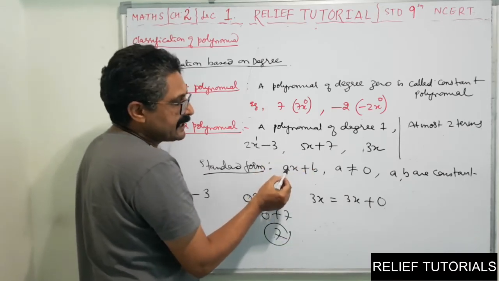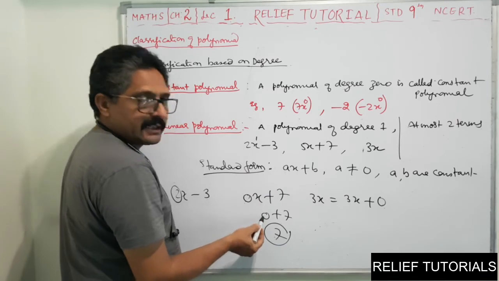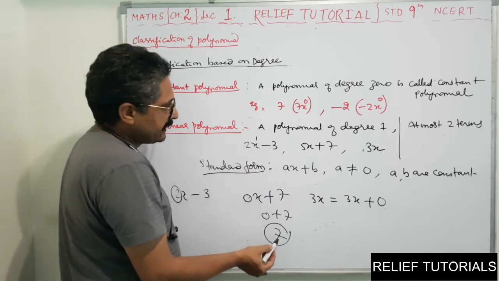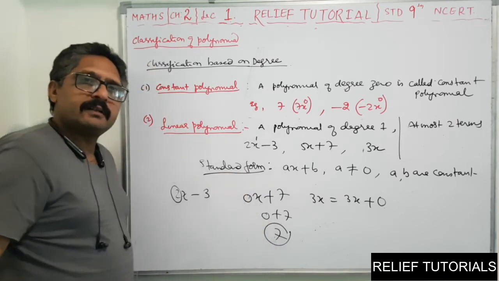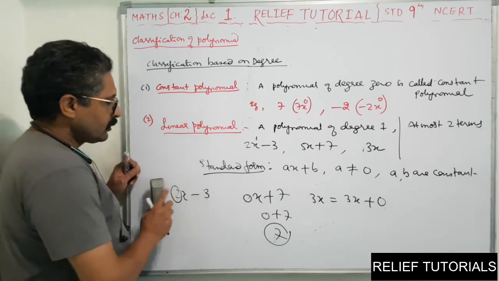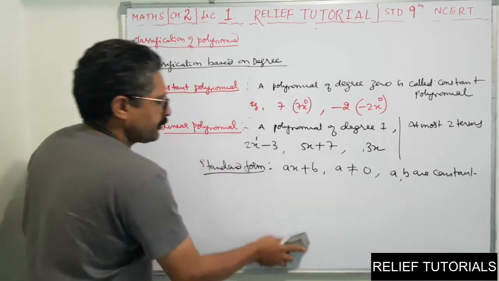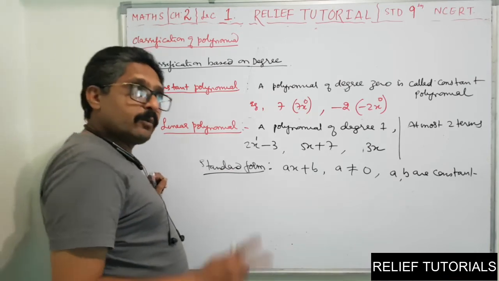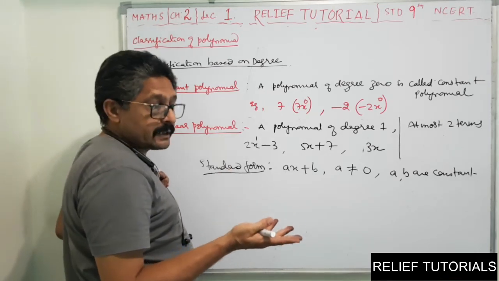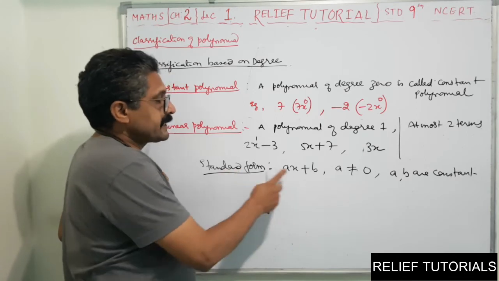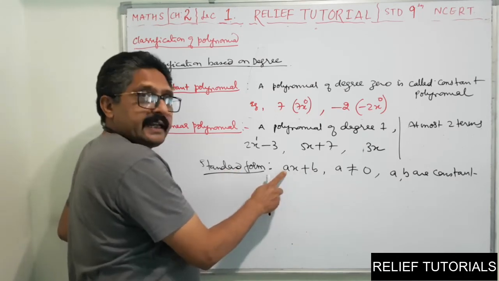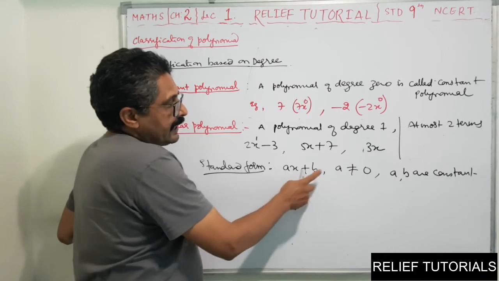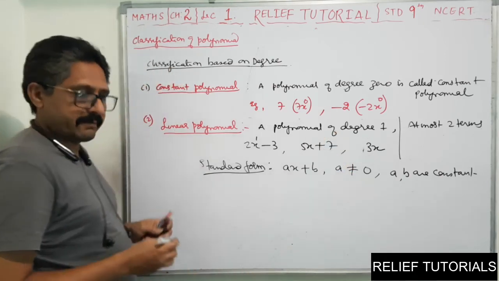Why? Because if a is 0, then 0 into x will be 0 and the remaining will be 7, and that will be a constant polynomial. Have you got it? So what is a linear polynomial? A polynomial having degree 1 is called a linear polynomial. It has at most 2 terms. It may have 1 term also, and the standard form is ax plus b, where this a is not equal to 0 and a, b are constant.